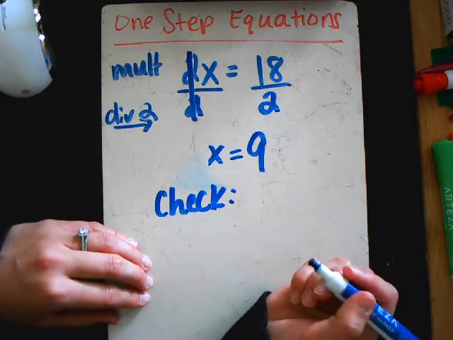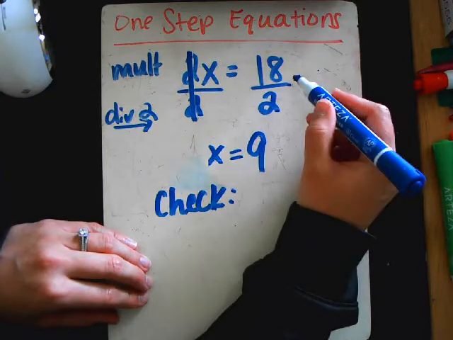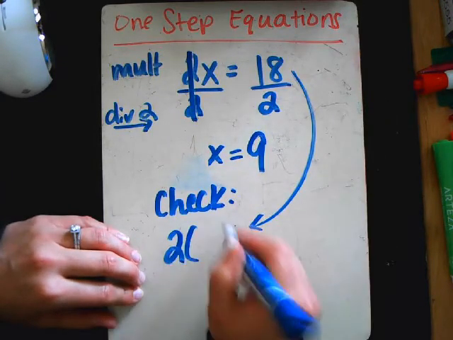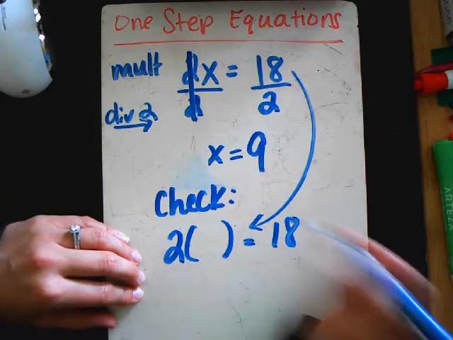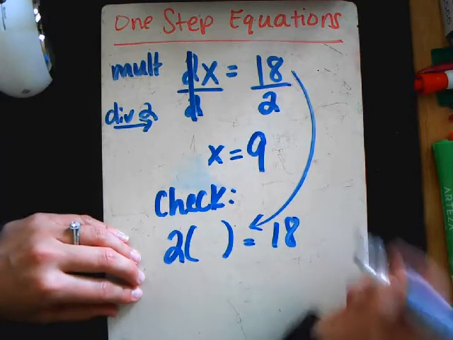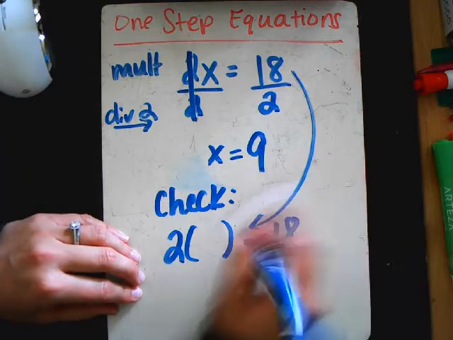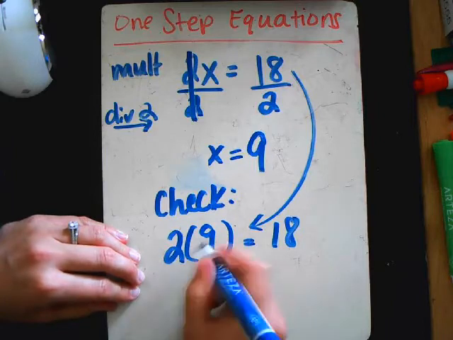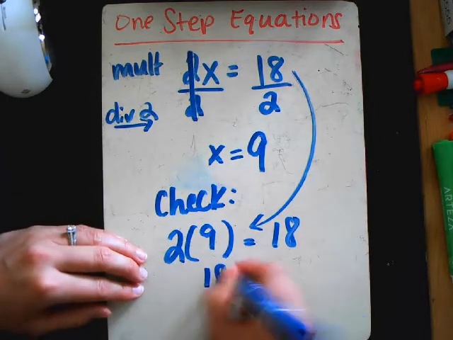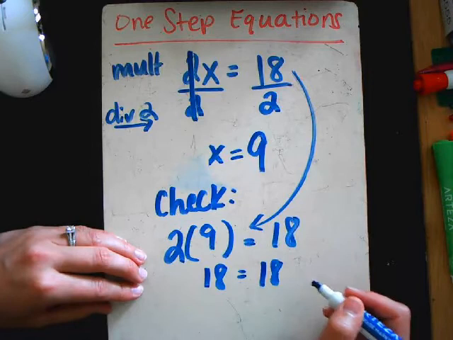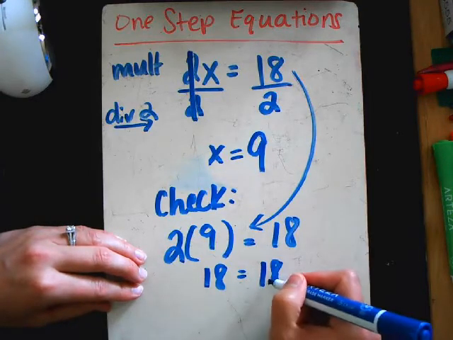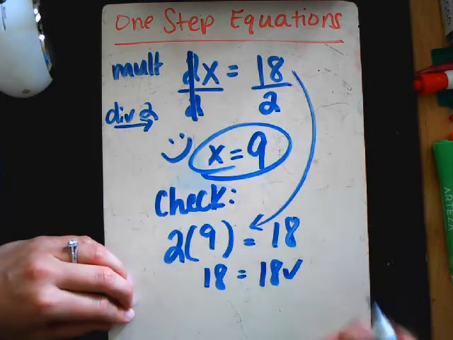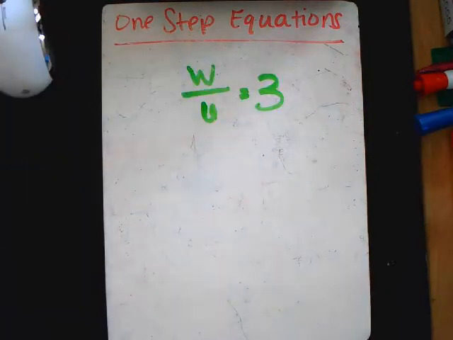Remember, when we check, we're going to write the exact same equation, but instead of our variable, we're going to write an open set of parentheses. So we have 2 open parentheses equals 18. So we're going to check the value we think x is, 9. Well, this tells us 2 times 9, 18, and we leave the right-hand side the same. If you have $18 and your friend has $18, do you have the same amount? Of course you do. That's right.